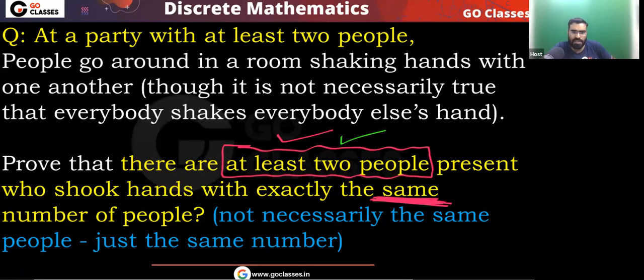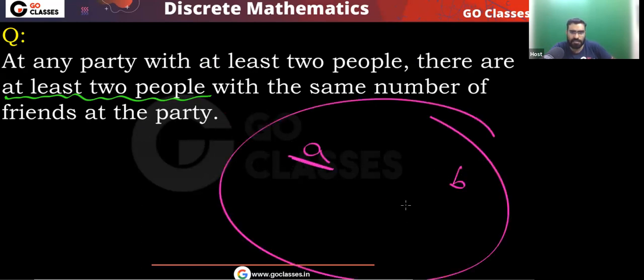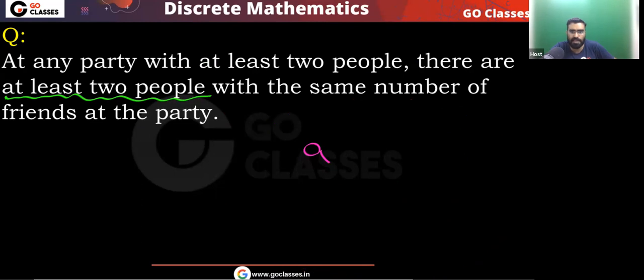Now the same question I can ask you in different way. The same question I can ask like this. You have a party with at least two people. Then there are at least two people with the same number of friends at this party. In this party, there are at least two people, such that this one has X number of friends, and this also has X number of friends within this party. Can you notice this question is same as the previous question?